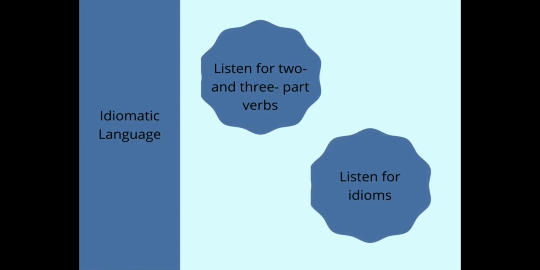Two and three part verbs are expressions that include a verb and one or more particles like in, on, at. The particle changes the meaning of the verb. For example, called in means being called by someone, while called off means cancelled.